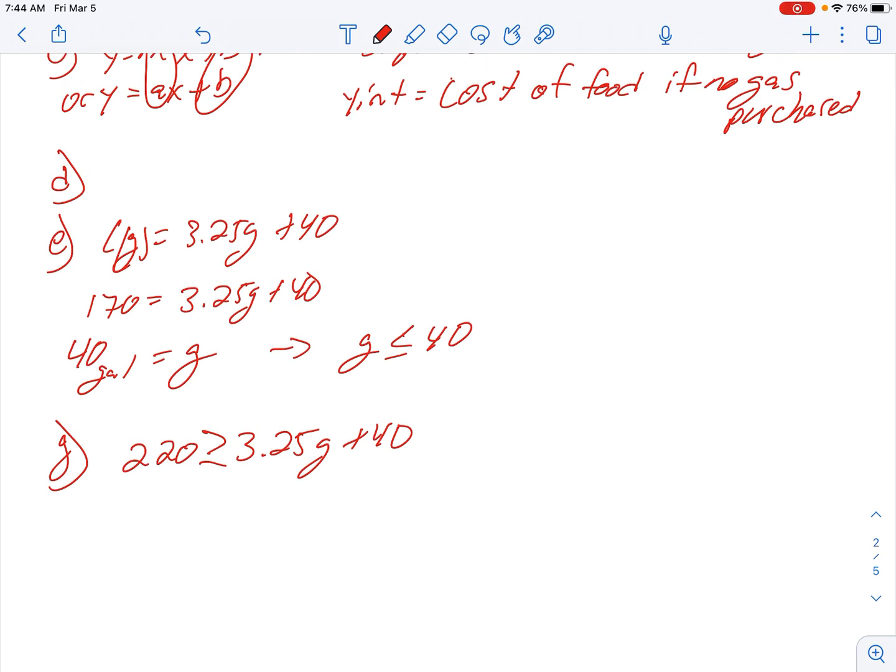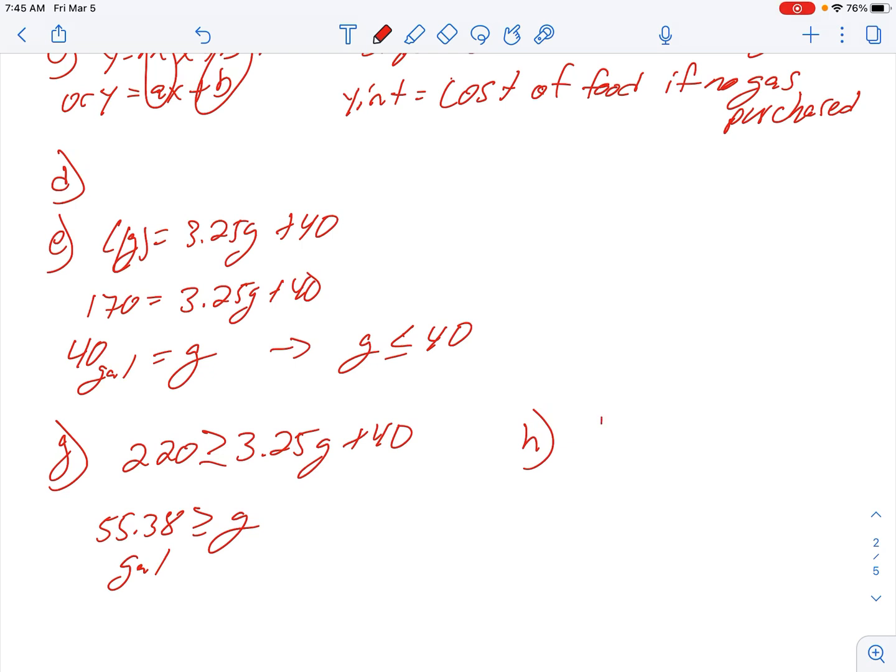So when I subtract 40, I get 180, and 180 divided by 3.25 gives me not necessarily a pretty number here. I get 55.38. So as long as I don't go over essentially 55 gallons, I'll be fine, okay? Again, that's gallons. And then part H, Chang spent more than $92 on his trip. How much gas could he have bought?